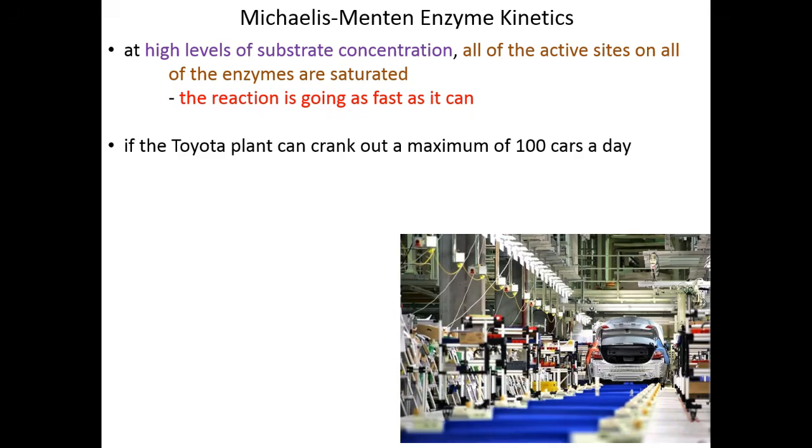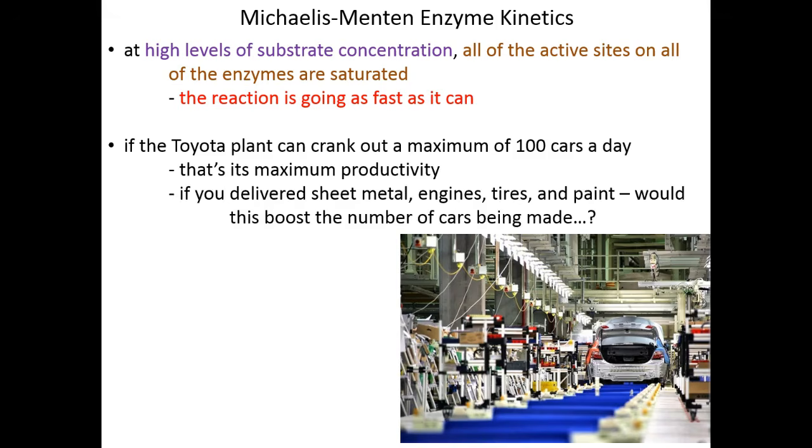Think of this as a car plant. This Toyota plant can crank out a maximum of 100 cars per day. You can think of this plant as a single enzyme catalyzing the same reaction over and over and making 100 cars. That's its maximum rate. That's the maximum productivity of this enzyme.